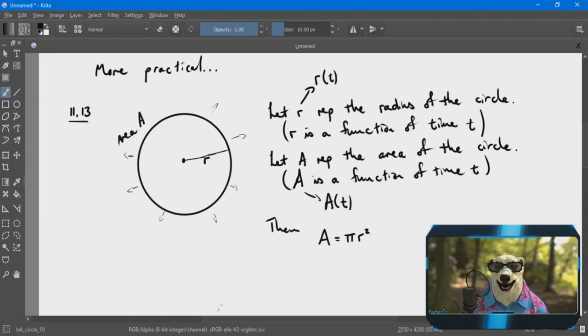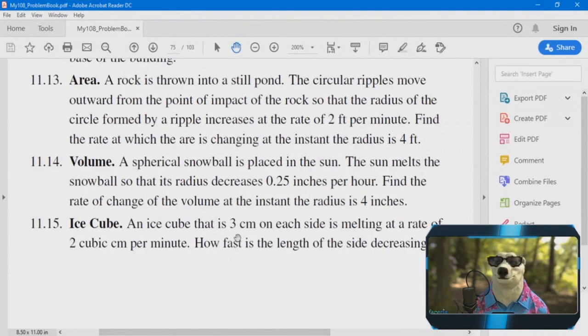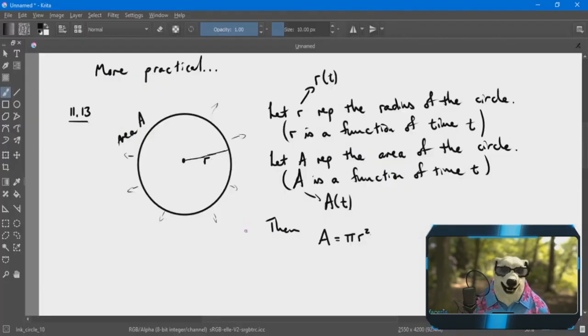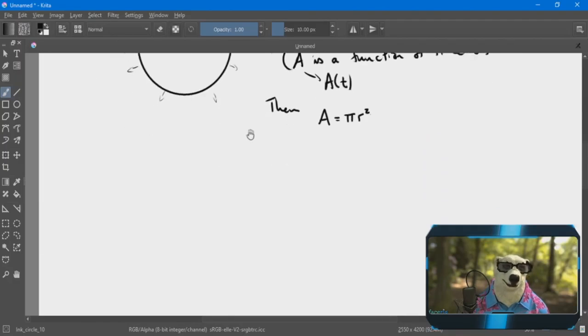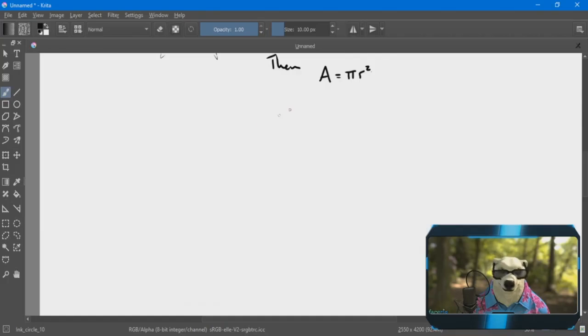Now, the question talks about the radius increasing at a rate of 2 feet per minute. We want to know the rate at which the area is increasing. So we are interested in rates of change here. Rates of change are derivatives. So we want to see the derivative of A, the derivative of R, because those things are what the question is talking about.